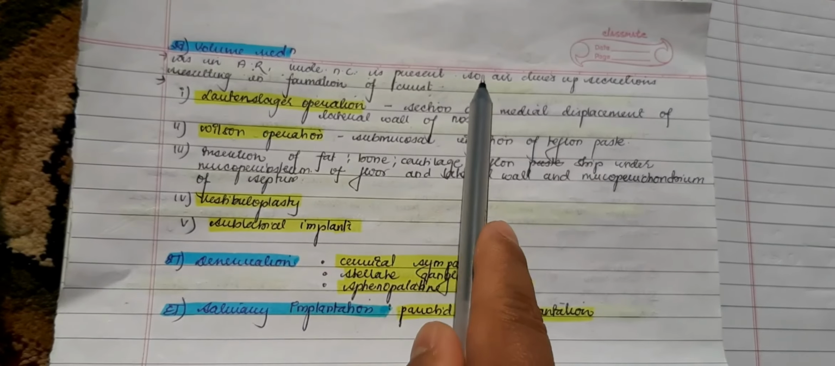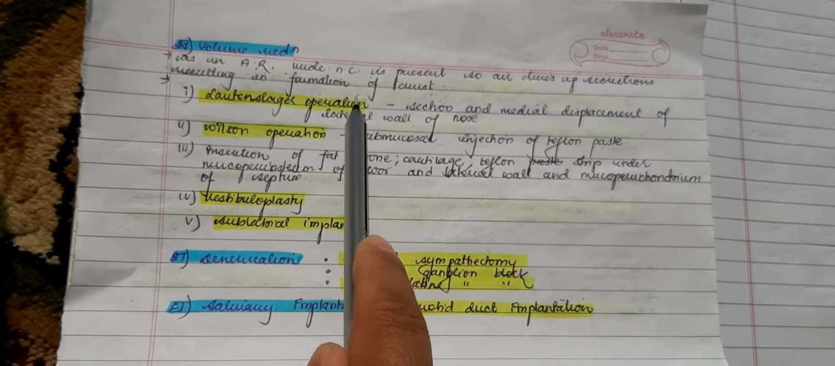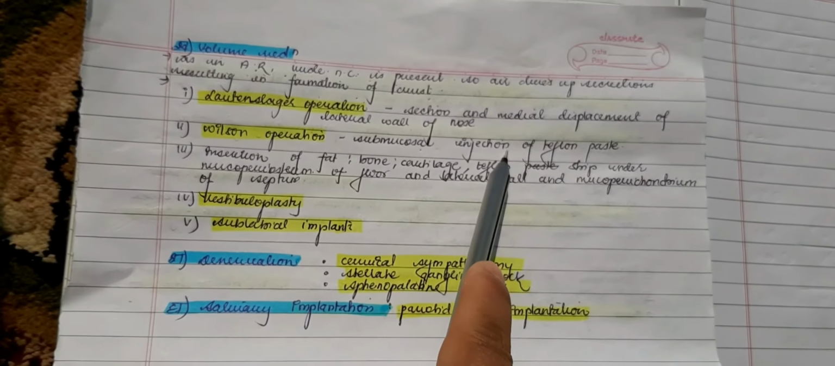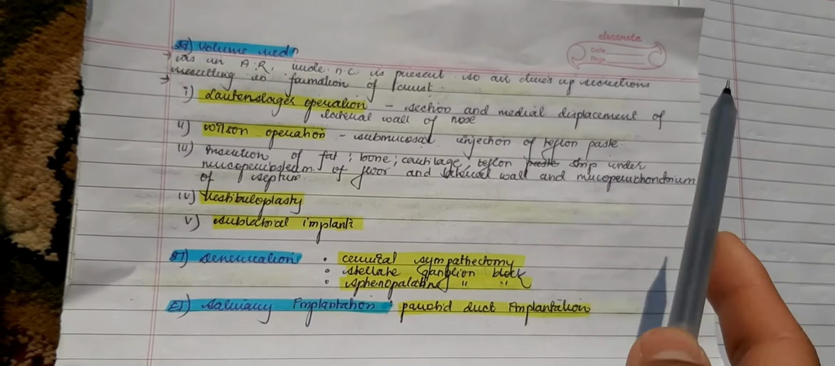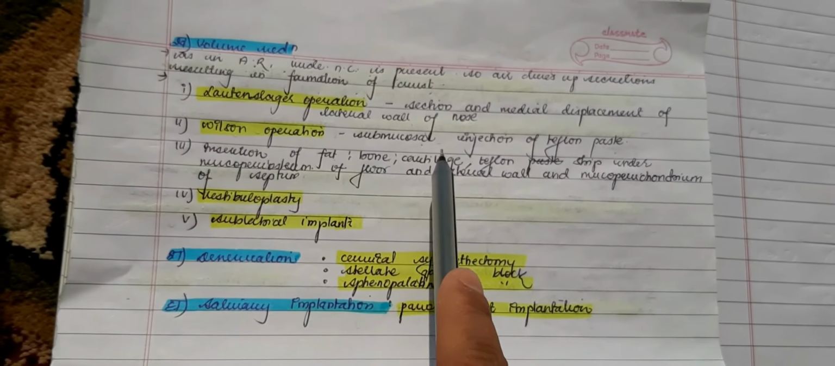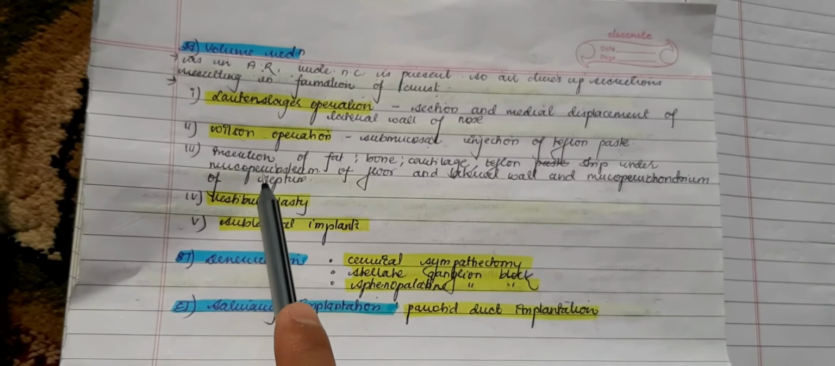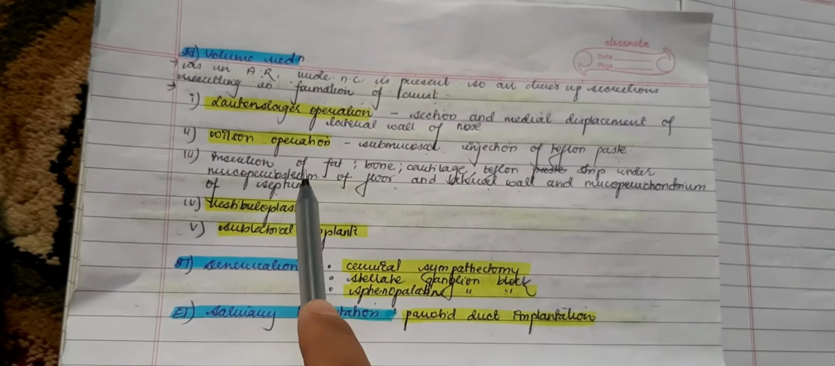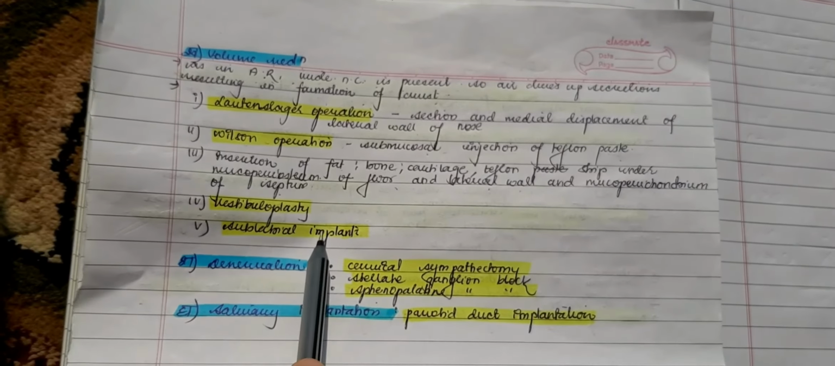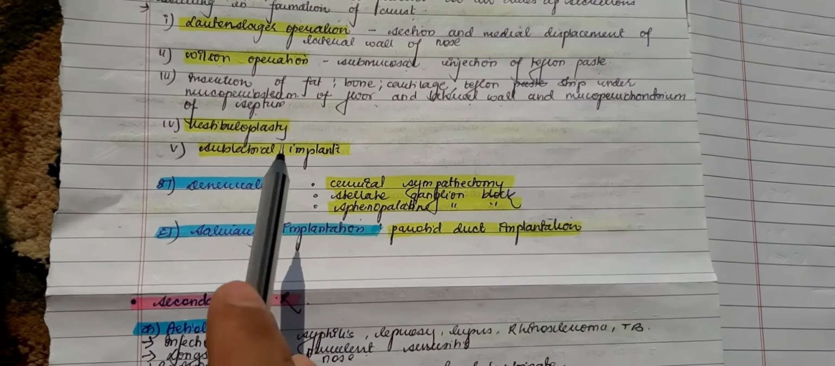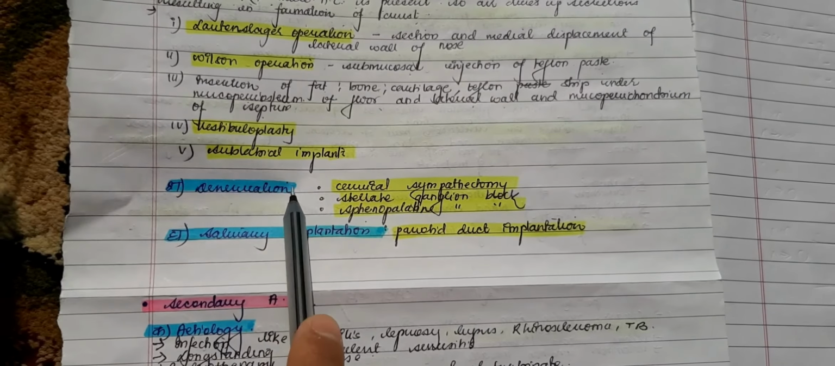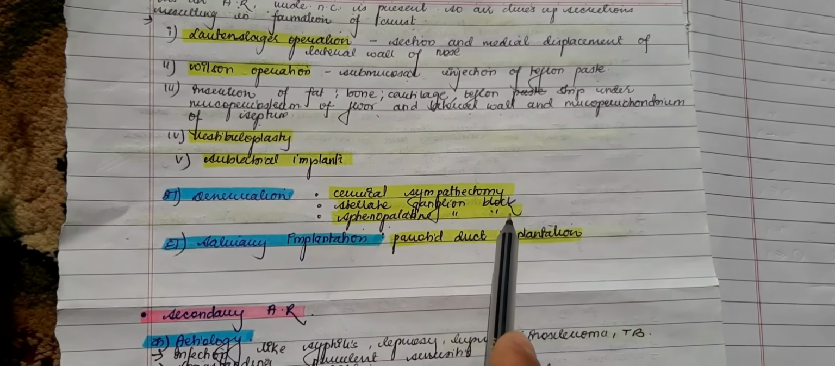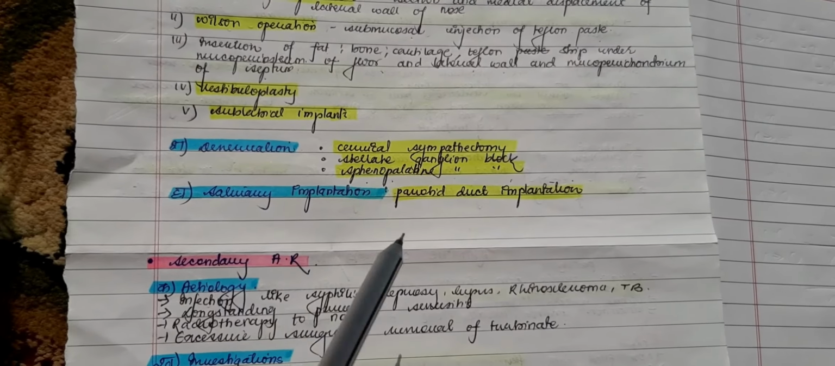Lautenschlager operation, in which section and medial displacement of the lateral wall of the nose is done. In Wilson's operation, there is submucosal injection of Teflon paste. There may be insertion of fat, bone, cartilage, or Teflon strip under the mucoperiosteum of the floor and lateral wall and the mucoperichondrium of the septum. Vestibuloplasty or sublabial implant can also be done. Talking about denervation, it can be done by cervical sympathectomy, stellate ganglion block, and sphenopalatine ganglion block. And salivary implantation can also be done.